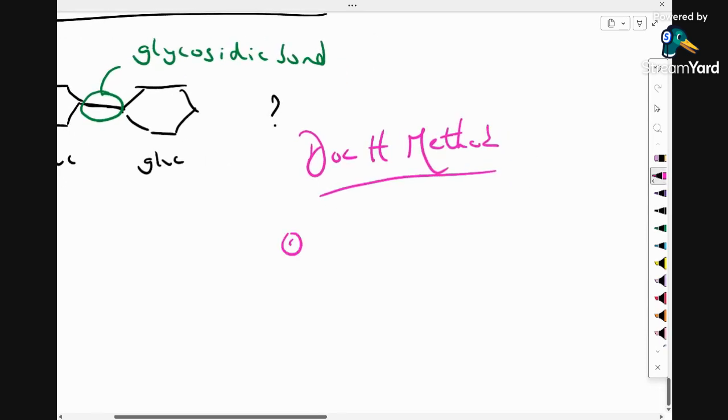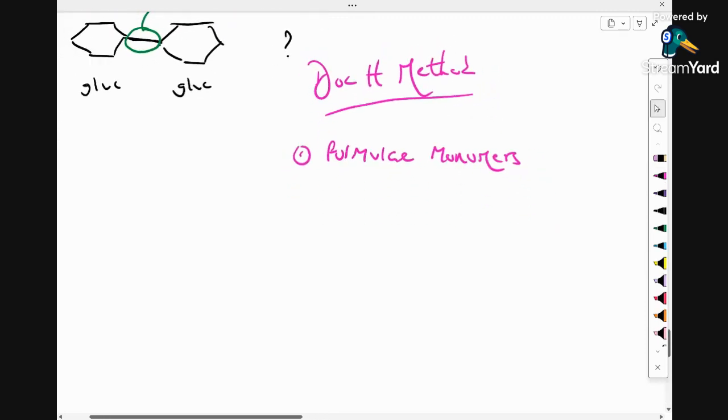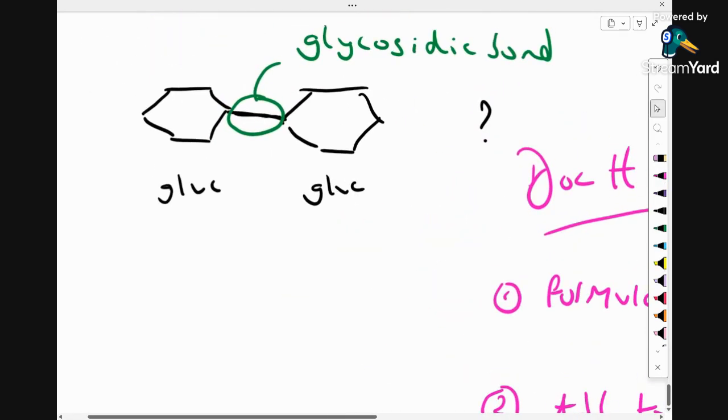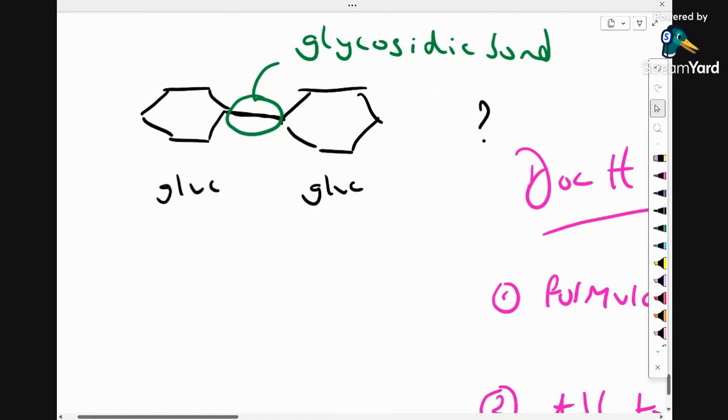Number one, work out your formulae for the monomers. Step two, add these together. Step three, remove the water. And that is absolutely the one that people forget, is to remove water. Don't forget, if you form a glycosidic bond because you're linking two monosaccharides together, you will liberate a water molecule.